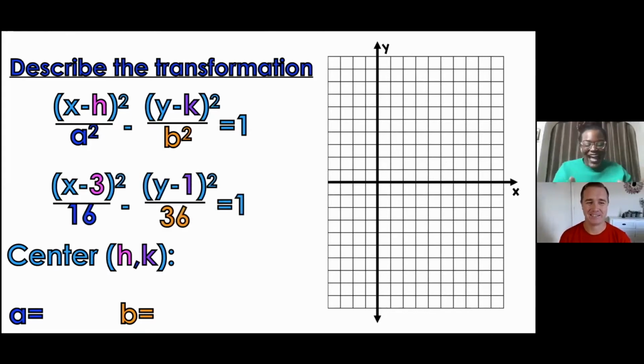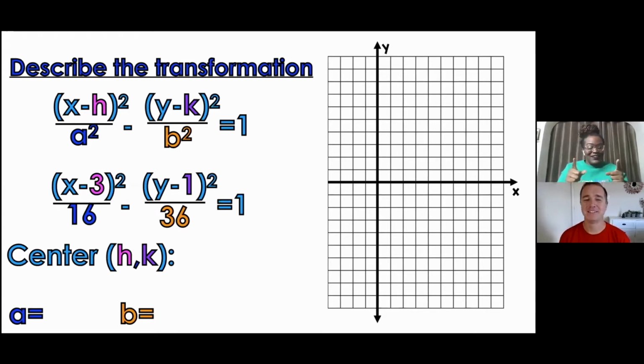So this is our equation. I have (x minus 3) quantity squared over 16 minus (y minus 1) quantity squared over 36 equals 1. So what Curtis is going to do is evaluate this equation and tell us what the center is, what the a value is, and what the b value is.